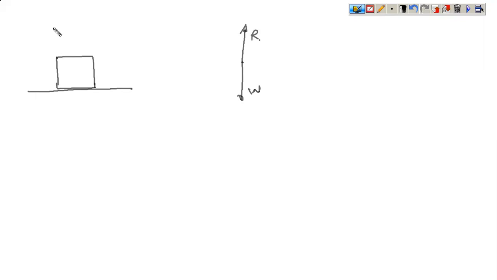Now let us say that if it is restricted from another side also, then it can move in two directions. It can go here, it can go up. So when it cannot go in this direction, then you have another reactive force which is acting opposite to the direction of motion constraint. The motion is constrained in the left hand direction, so the reaction will take place in the right hand direction.